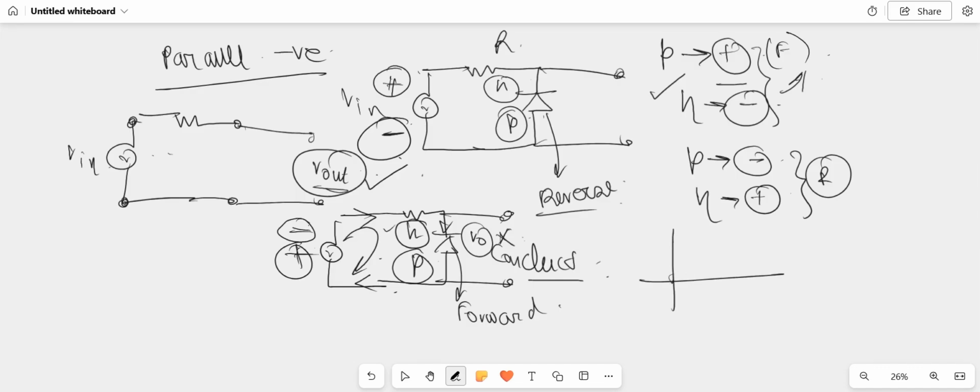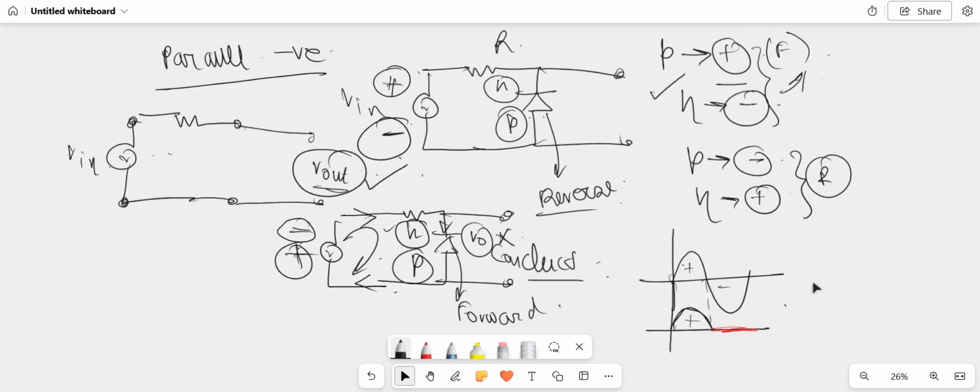For the input sinusoidal waveform like this, as we know, for the positive half cycle, we are getting the output. So at the output of this parallel negative clipper, we will be getting the positive waveform. But for the negative half cycle, we won't be getting anything. We will be getting 0. So this is the main concept behind the parallel negative clipper.